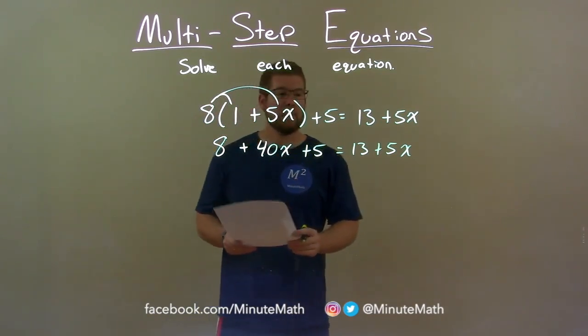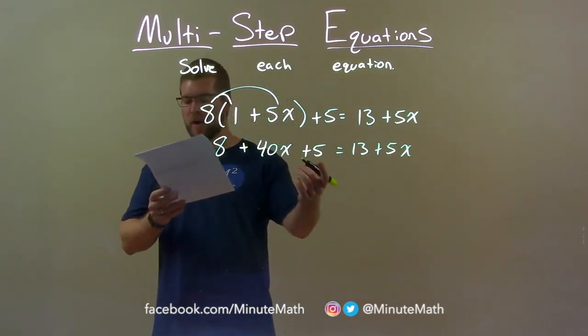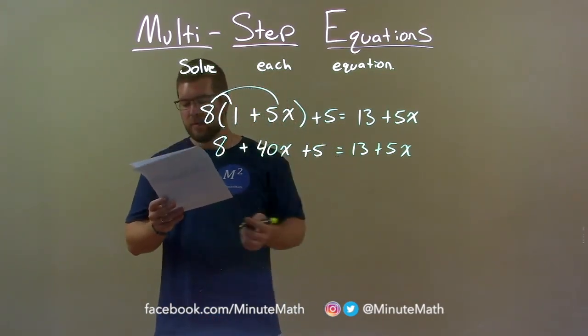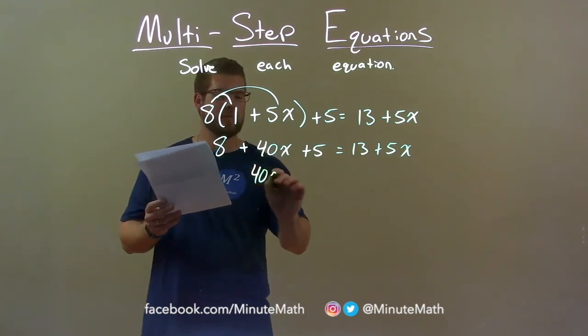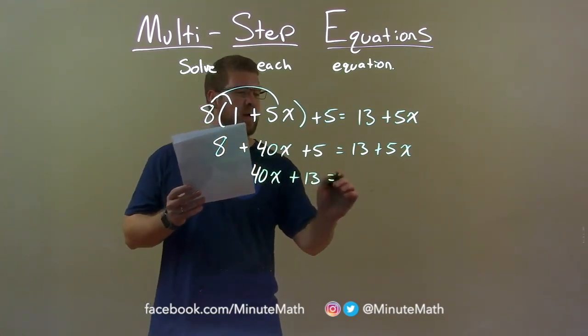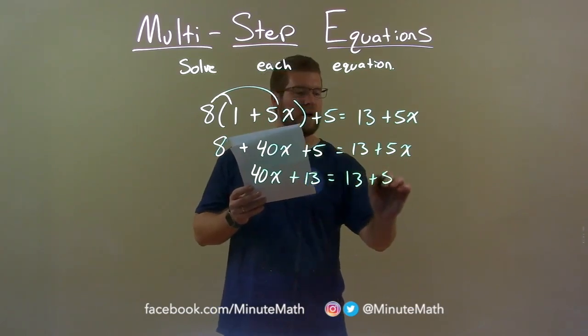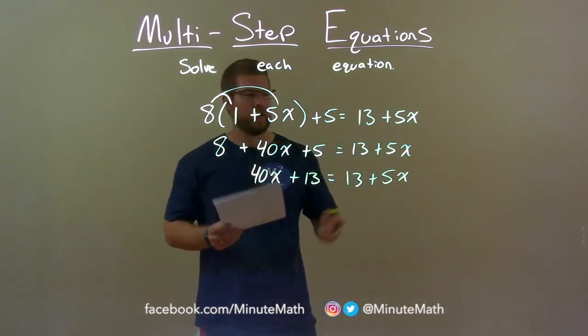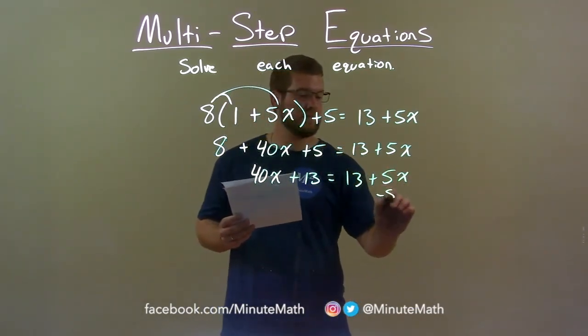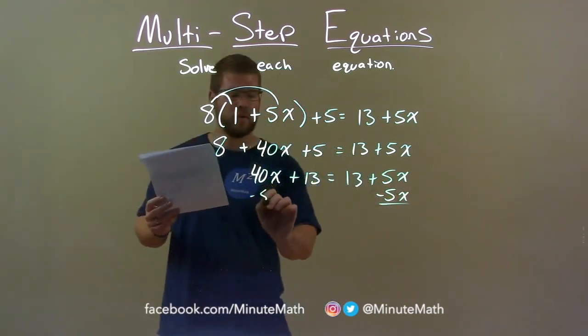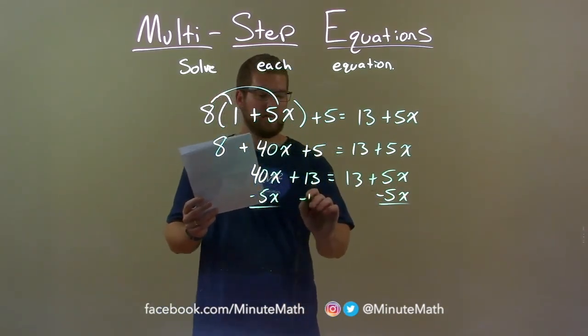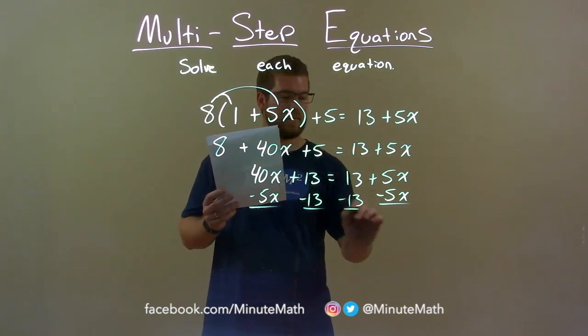From there, I want to combine my like terms on each side, and 8 plus 5 are the like terms on the left. 8 plus 5 is 13, so we have 40x here, plus 13 now. And that equals 13 plus 5x. Alright, let's bring our variables now to the left. So subtract a 5x to both sides. And let's bring our numbers to the right. Subtract a 13 to both sides.